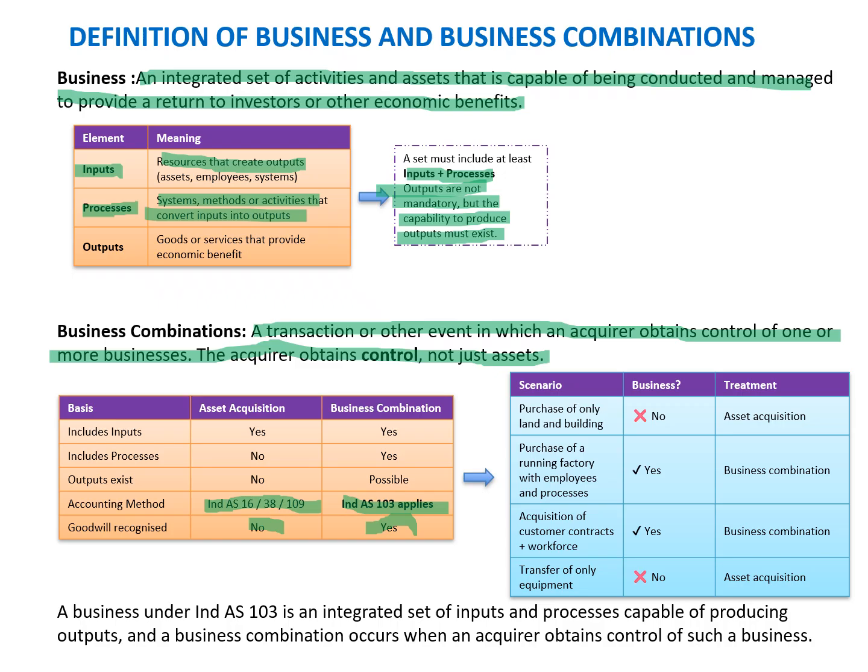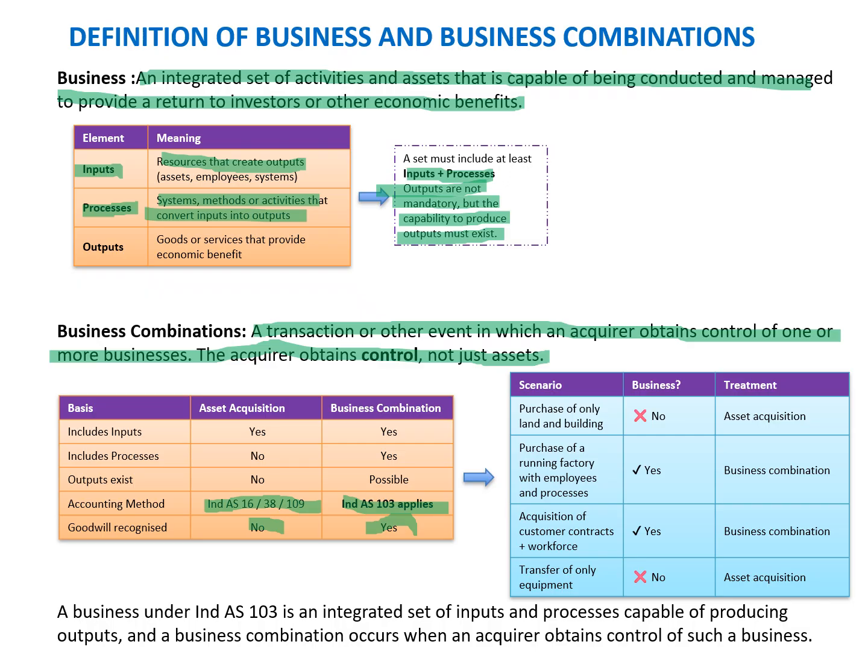So we have created a table here for easy understanding. If the scenario is the purchase of only land and building, is it a business? No. Treatment is asset acquisition. Purchase of a running factory with the employees and the process is a business combination? Yes. Acquisition of customers plus contract workers is a business combination? Yes. Transfer of only equipment? No, because it's an asset acquisition.